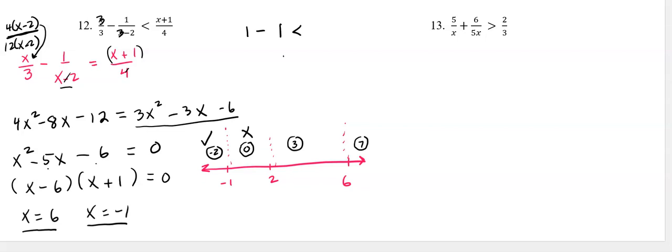And I want to know if that is less than 1 plus 1, which is 2 over 4, which is 1/2. So is 0 less than 1/2? Yes, it is. So these numbers work. The numbers between 2 and 6 are good. And now we just have one more test, and that's going to be plugging in 7.